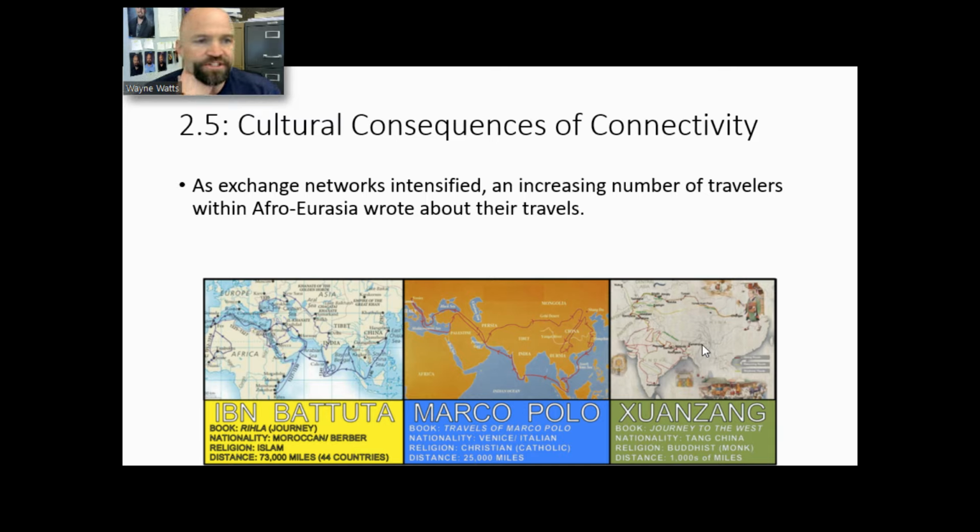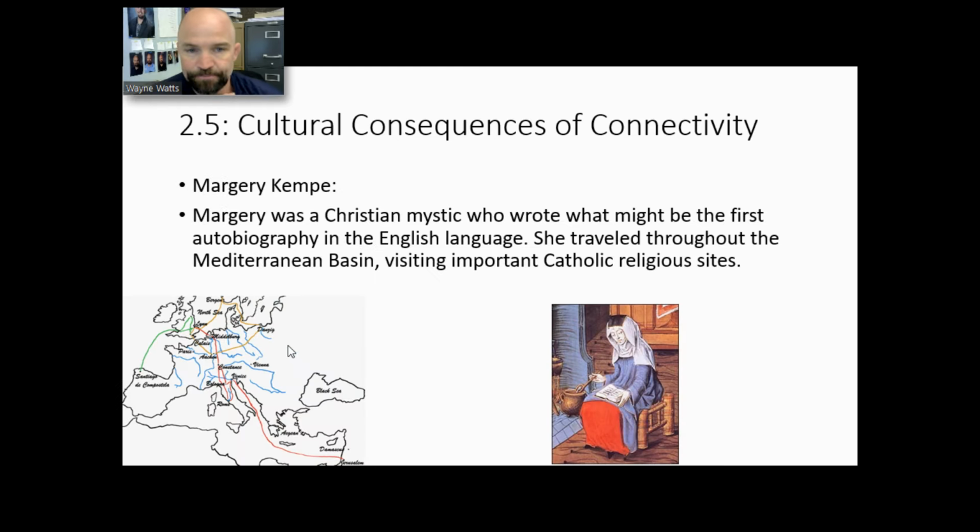As exchange networks intensified, an increased number of travelers within Afro-Eurasia wrote about their travels. One of the earlier Chinese scholars who had traveled to the West was named Xuanzang, but he's before our time period in this unit. In this unit, we have Marco Polo, who traveled from Venice throughout the Mongol world, and then Ibn Battuta, who traveled like 73,000 miles over the big four trade networks inside of his lifetime.